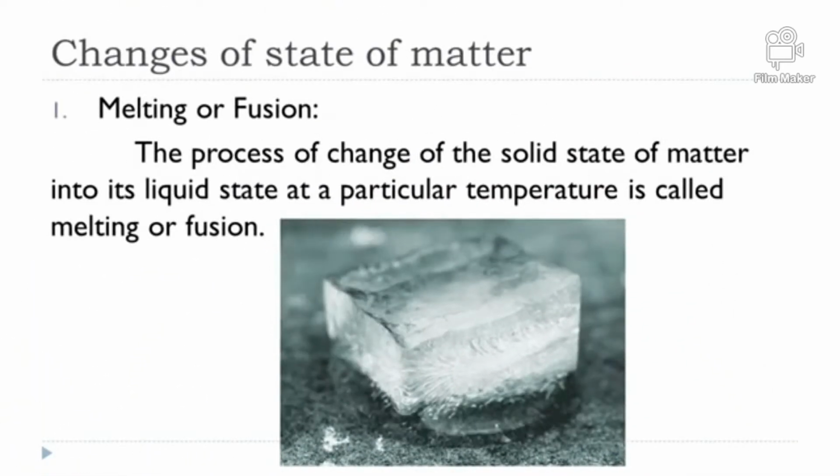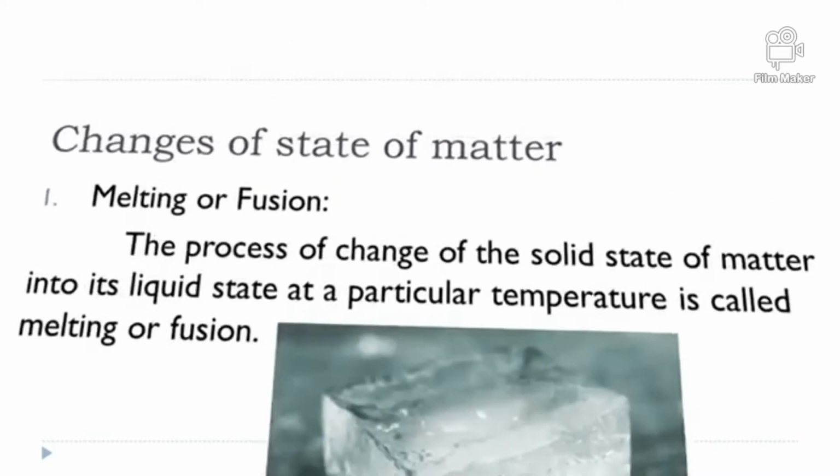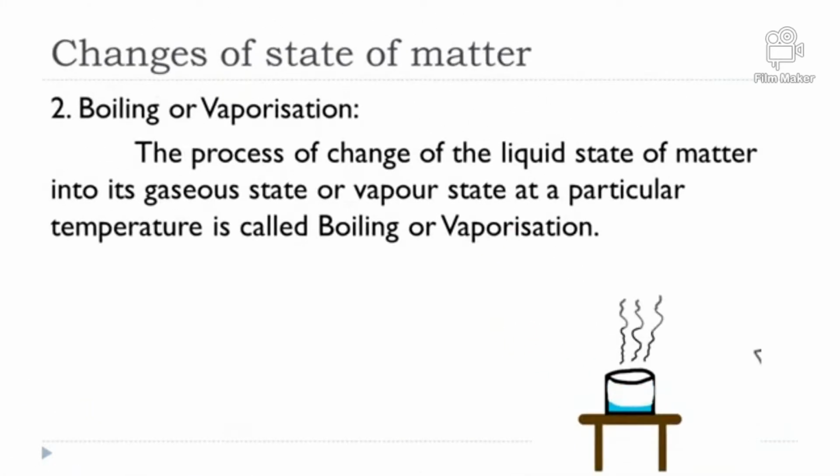Here are some changes that occur during a physical change. Changes of state of matter. Melting or fusion. The process of change of the solid state of matter into its liquid state at a particular temperature is called melting or fusion. Boiling or vaporization. The process of change of the liquid state of matter into its gaseous state or vapor state at a particular temperature is called vaporization or boiling.